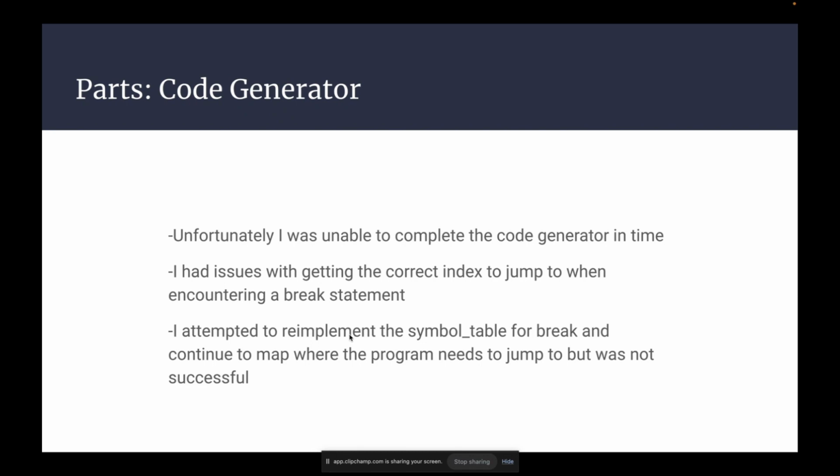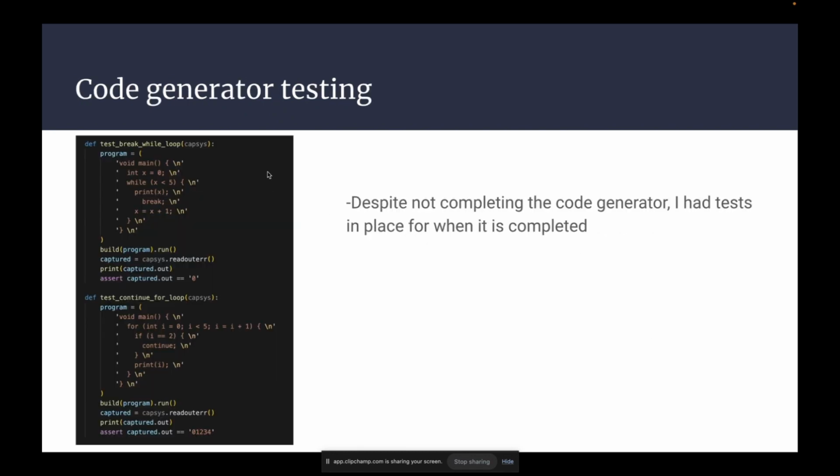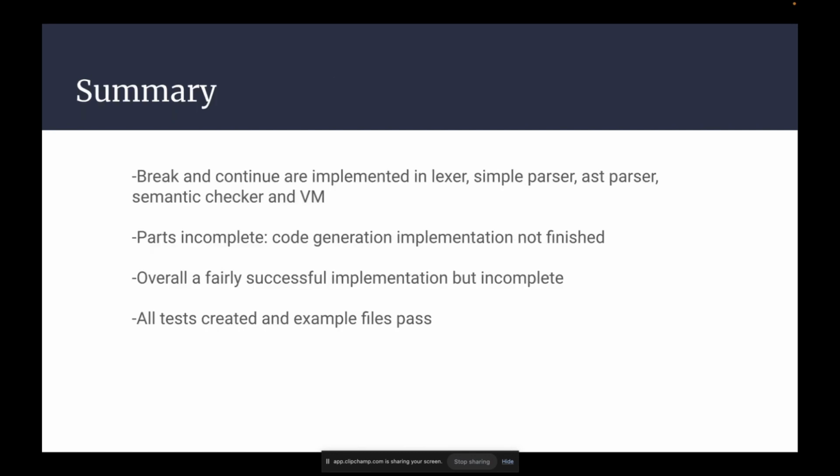I did talk to Dr. Bowers, and he recommended implementing a symbol table for break and continue, basically to map out what the program needs. But unfortunately, my attempt at this was not successful, and I was not able to complete the code generator. I did have some code generator testing ready. I had unit tests, but as I stated, I was not able to complete the code generator. But I did have tests in place for when it is completed.